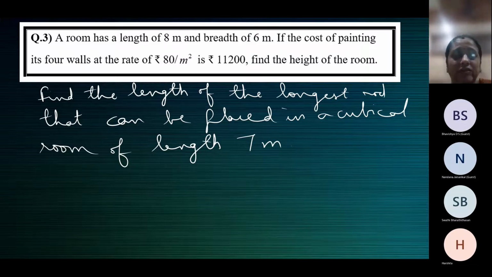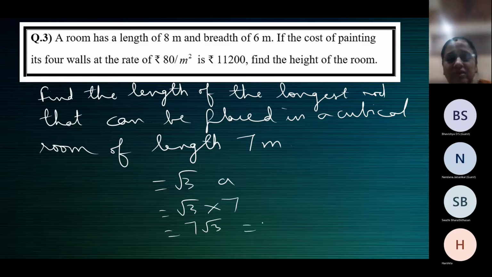If there's a question, the length of the longest rod is the length of the diagonal. The length of the longest rod will be the length of the diagonal. That is a rod that can be placed with its ends at one top corner and the opposite bottom corner. That is the diagonal. So how do we answer this? So length of the longest rod is equal to √3a units. So that is equal to √3 into 7, which is nothing but 7√3, or 7 into 1.732 and whatever is the answer. So many meters.